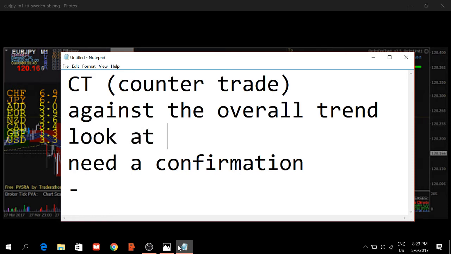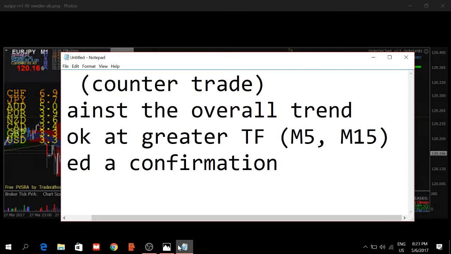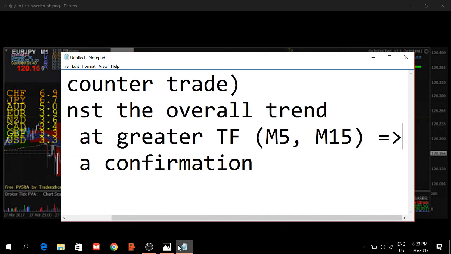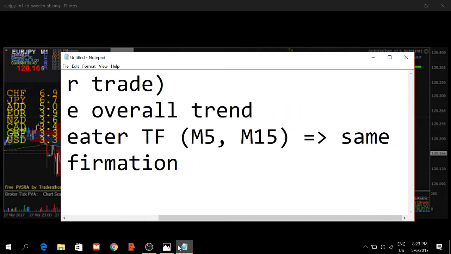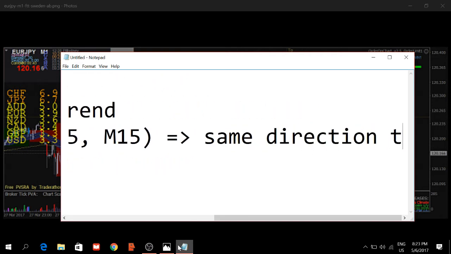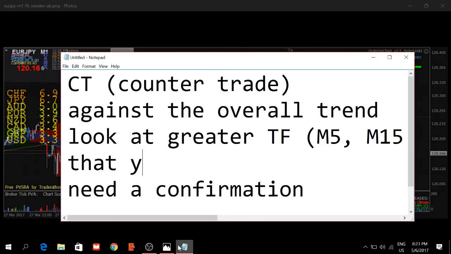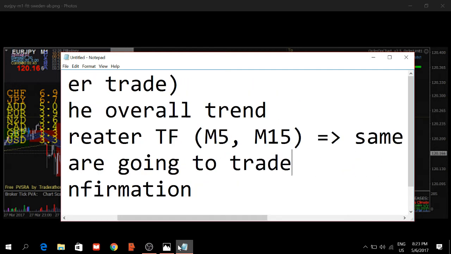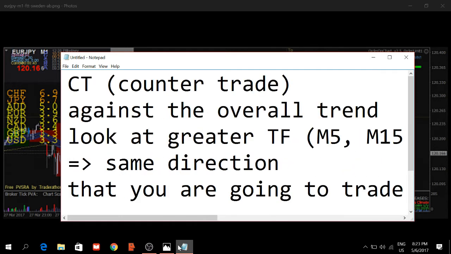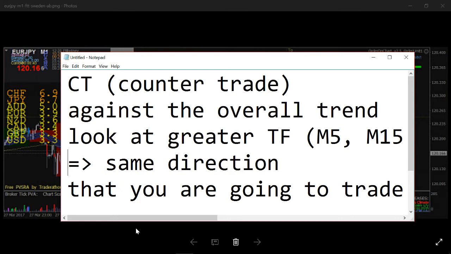greater time frames. You look at M5, M15, and in those time frames it has to be the same direction that you are going to trade. What do I mean? It's a counter trade.